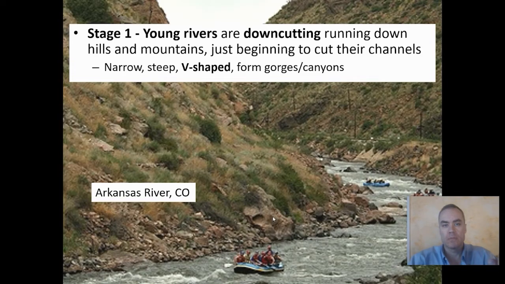So if a river is young and doing downcutting, then you're going to see it have a V-shaped channel. It's going to be very steep, cutting down like a knife through a grilled cheese. And it's going to be a narrow channel, and it's going to be steep on both sides. Look how hard it is to walk on that one side of the river. It's very difficult over there because it's so steep. You're going to have gorges and canyons, these V-shaped landforms.